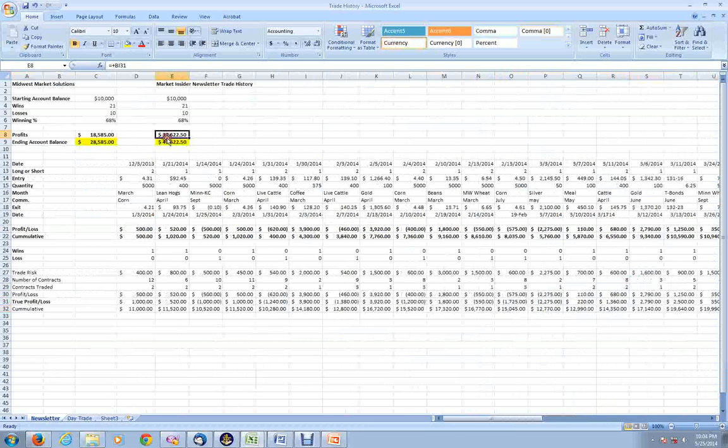So let's go back to the beginning here. This is our ending account balance, and our profits soar. And that's the theory behind the money management calculator.